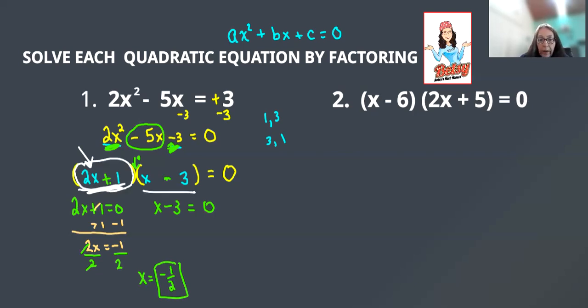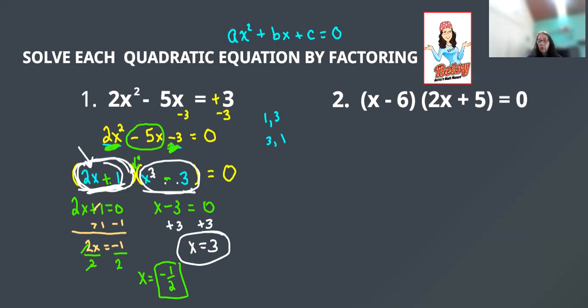Just like the other one, x minus 3, what makes that 0? Well, if we add 3, x equals 3. So if I put 3 in here, 3 minus 3 is 0, and 0 times anything is 0. So those are our two answers.